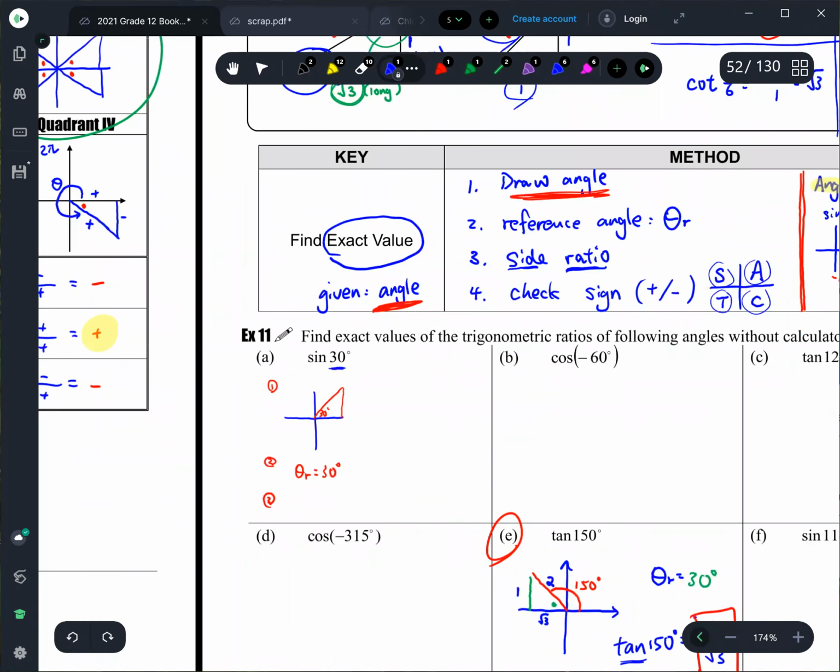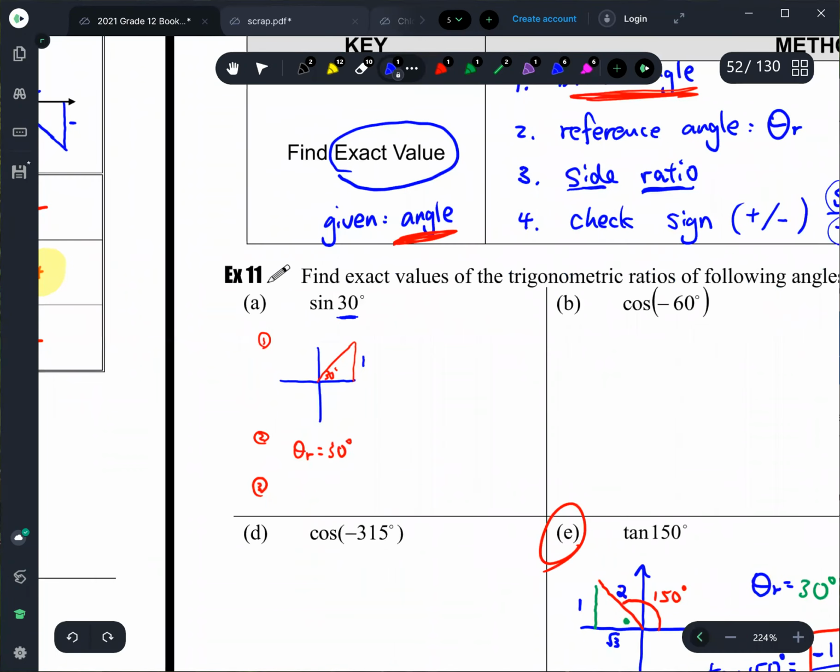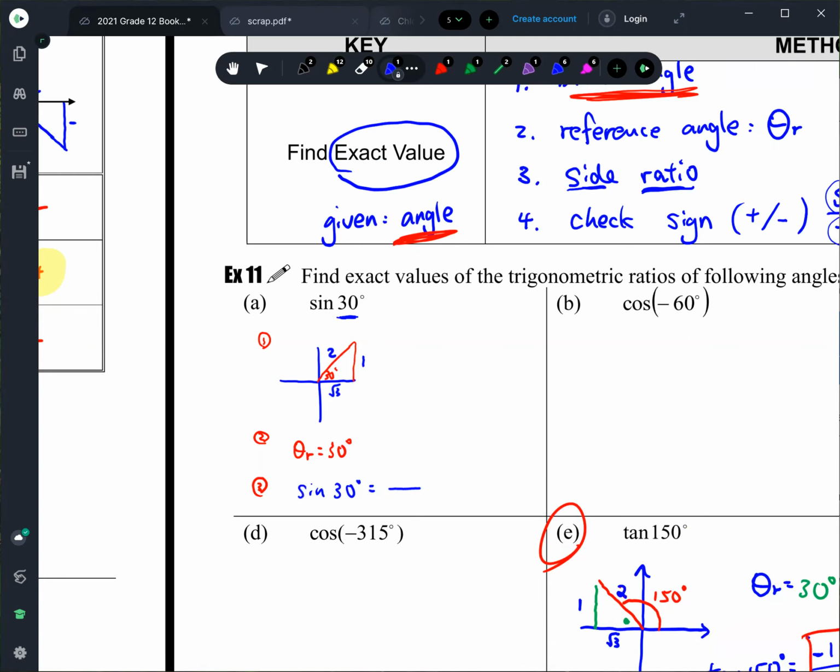If it's a 60°, it will be the root 3. Just remember the opposite side, then you won't get mixed up. So the other two sides will be root 3 and 2, right? So that's a side, and then we are looking for the ratio. So we have sine 30° equals to what over what, Jenny? One over 2. Yep, opposite is 1, hypotenuse is 2.